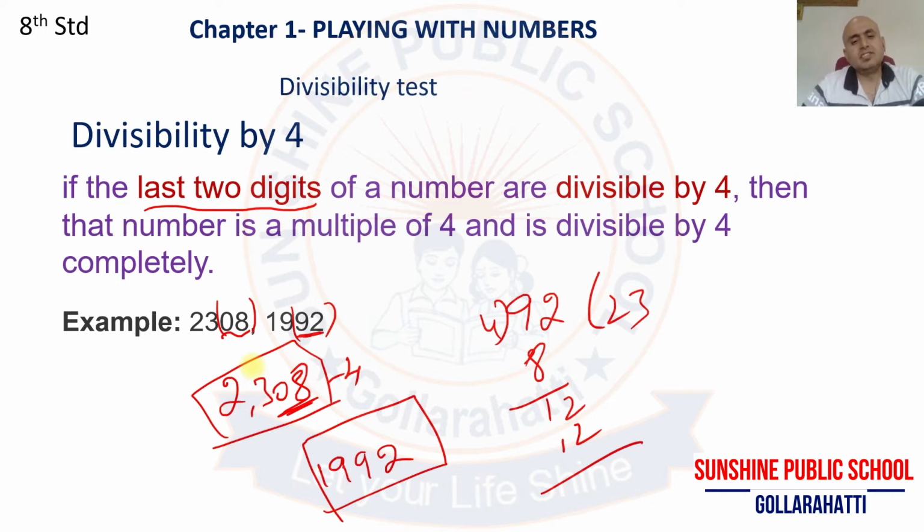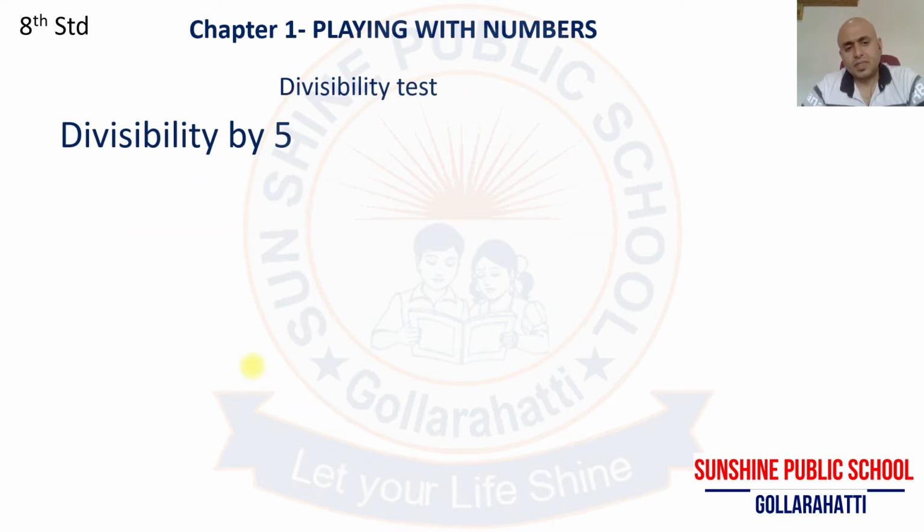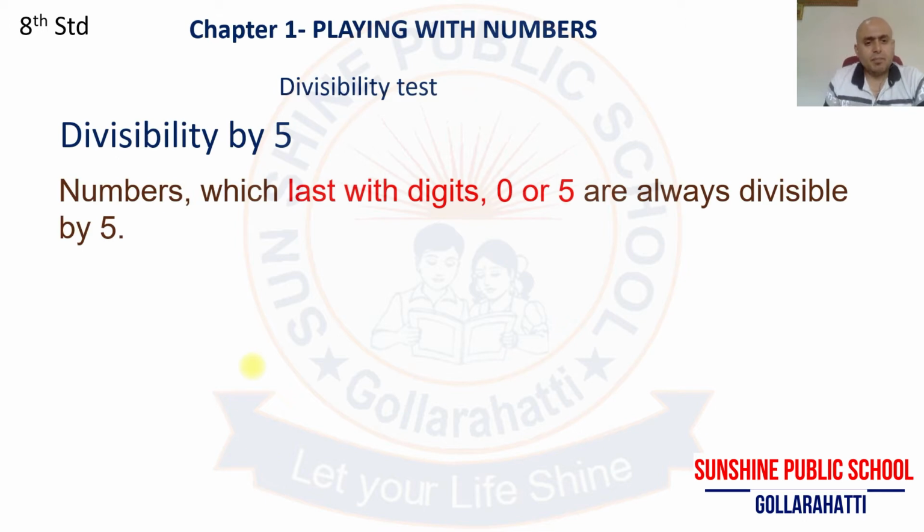Let us see the divisibility by 5. How do we know whether a number is divisible by 5 or not? It is nothing but if the last digit is 5 or 0. The numbers with the last digit 0 or 5 are always divisible by 5. So if the last digit is 0 or 5, we can easily say that the number is divisible by 5.